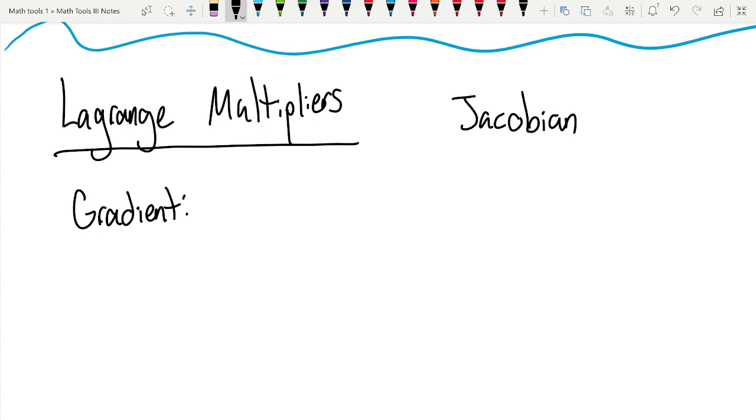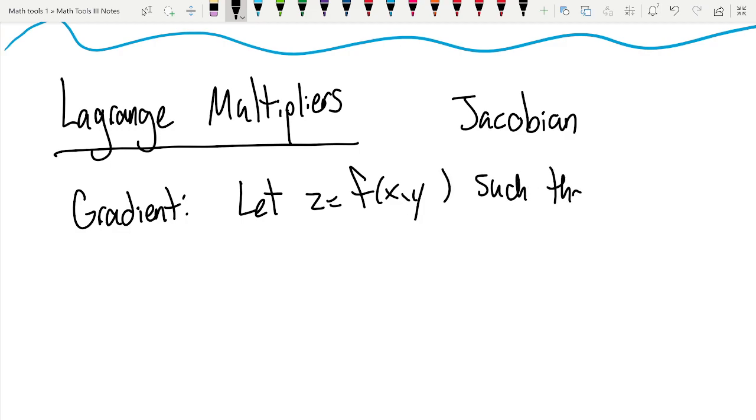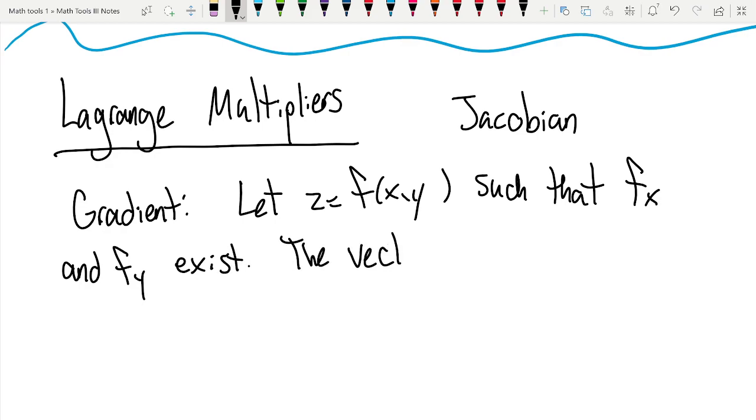But anyway, I'll go over the gradient really quick. The definition of it is very simple. So let z equal f of x, y such that f_x and f_y exist. Then the vector, which we write like this, is read as the gradient of f, and is called just that, the gradient of f.